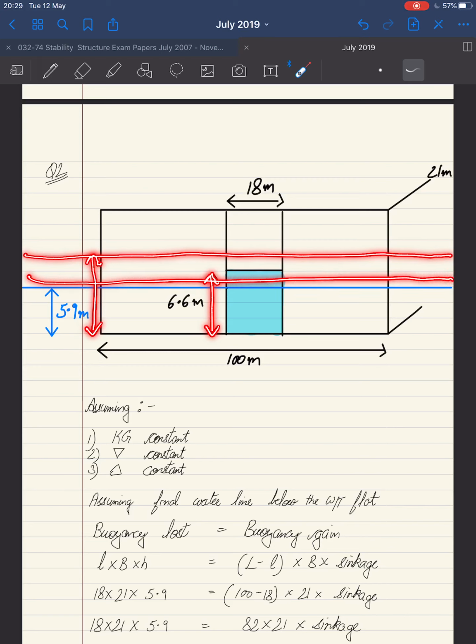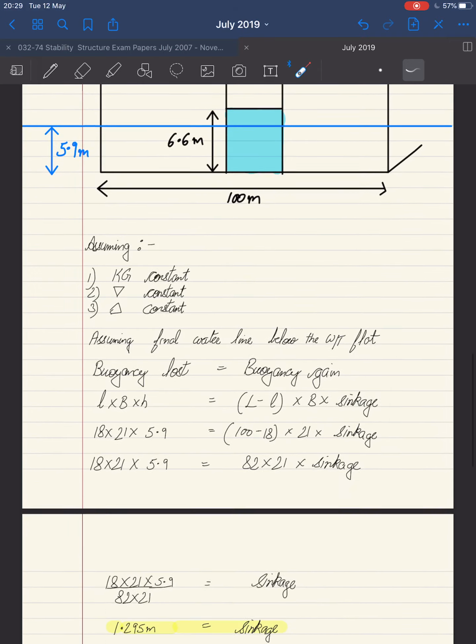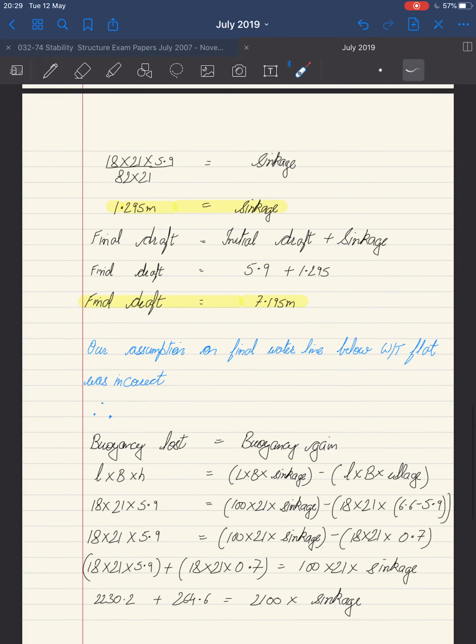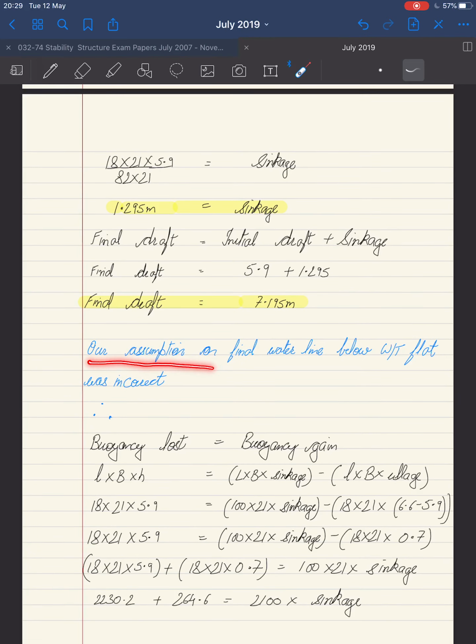But this is not the case when we solved this part of the question, which means that our assumption was incorrect. All this part was incorrect. So we'll write down the statement: our assumption on final water line below watertight flat was incorrect. Therefore, buoyancy lost is equal to buoyancy gain, which is again the same part.